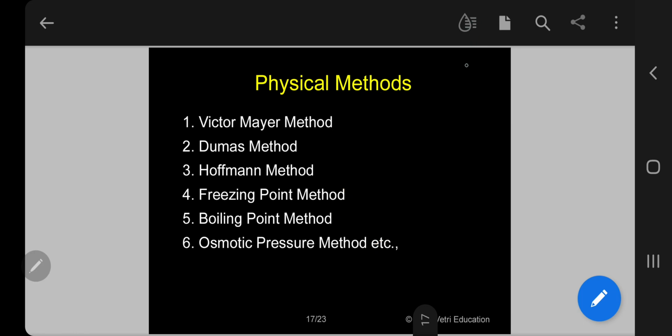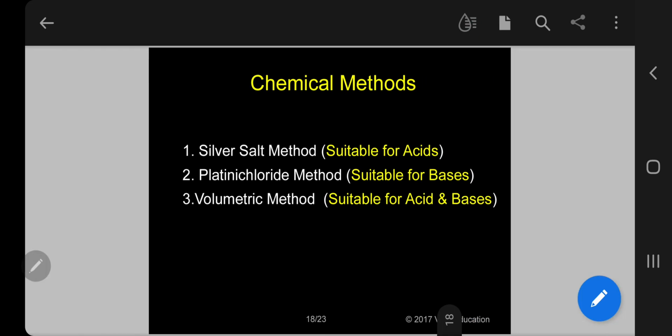And in the case of chemical methods, the silver salt method is suitable for acids, the platinic chloride method is suitable for bases, and the volumetric method is suitable for acids and bases. So we can determine the molecular weight. In the problem, the molecular weight is already given as 180, so it is not necessary for us to determine the molecular weight here. Next.